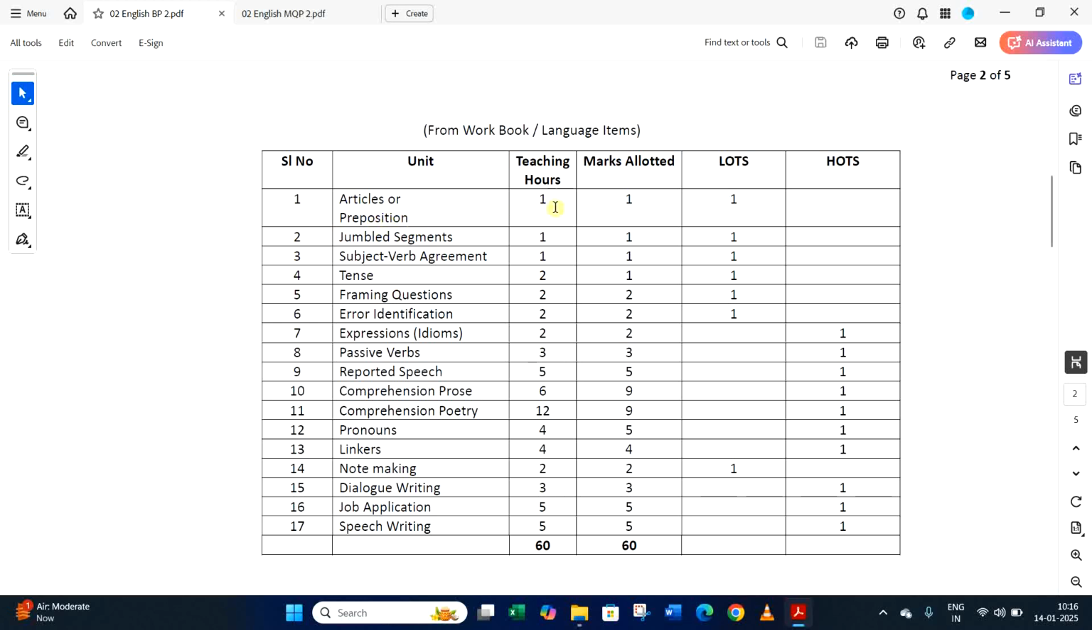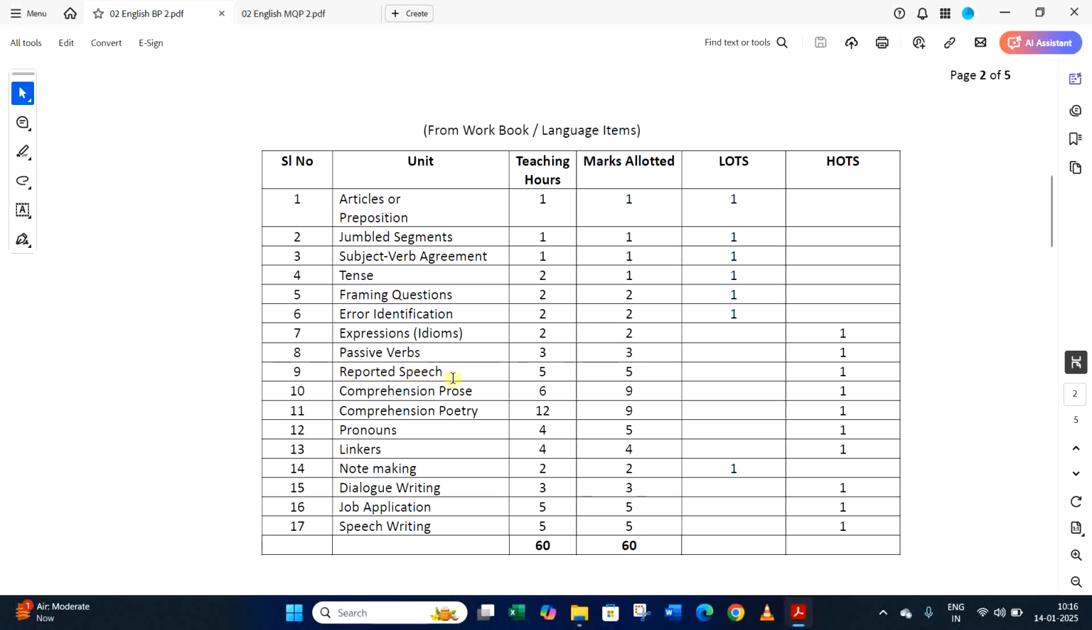Articles or preposition, 1 mark. Then second unit, jumbled segments, 1 mark. Subject verb agreement, 1 mark. Tenses and verb forms, 1 mark. Then framing question, WH question, and do form question, 2 marks. Error identification, that is correction of sentences, 2 marks. Expressions, idioms, 2 marks. Passive verbs, passive forms of verb forms, that is 3 marks.